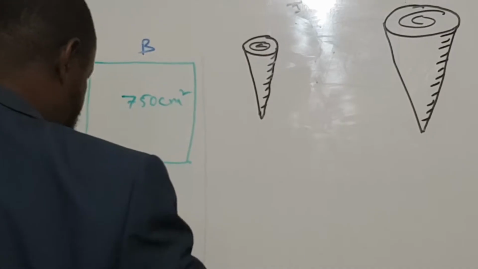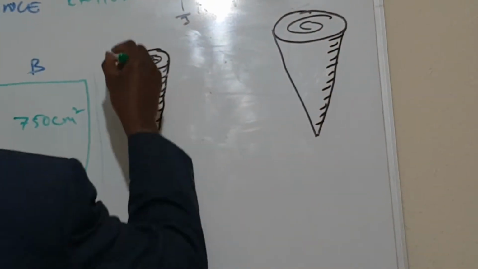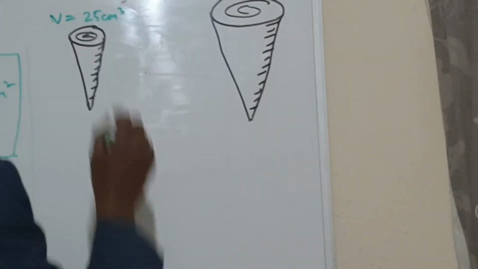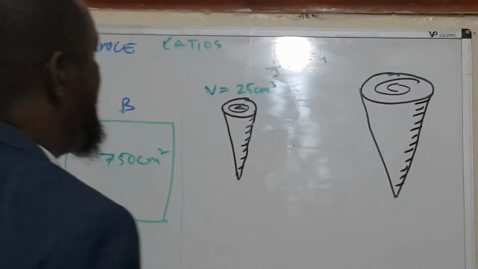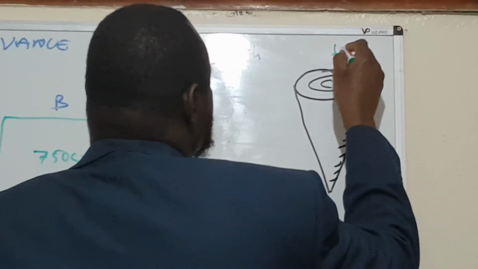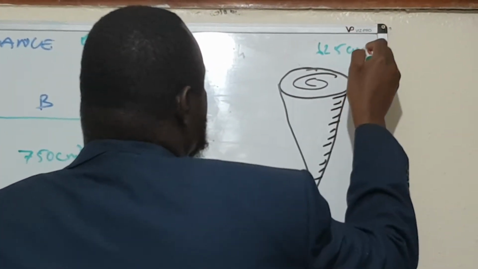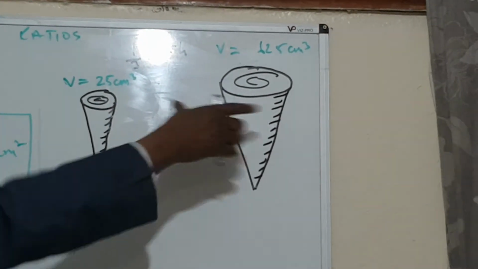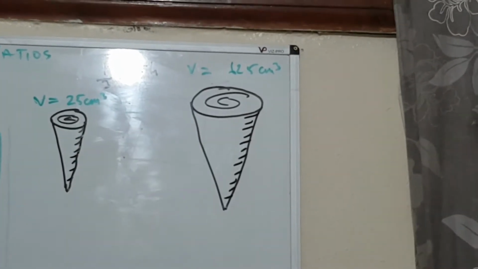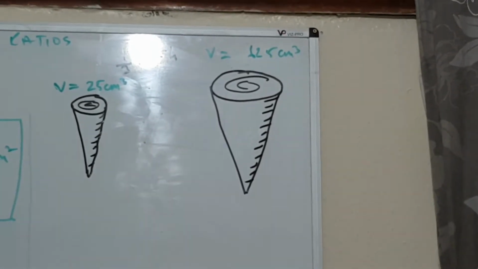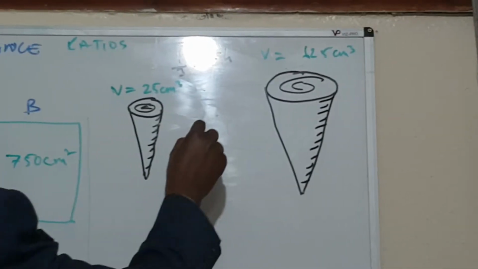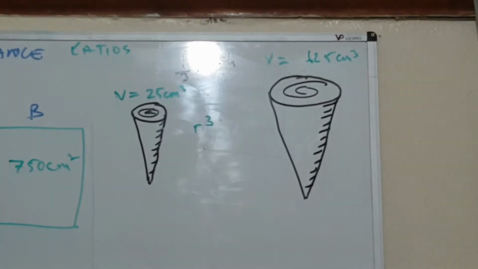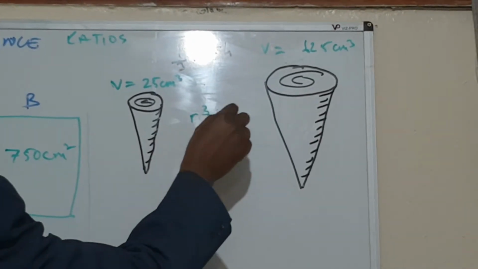Let me write with the green pen. The volume is equal to 25 centimeter cube. And this one, the volume is 625 centimeter cube. Now, what is the scale factor that connects this volume to that volume? That's what they call the scale factor. The scale factor in mathematics is given as R, but here R will be cubed.